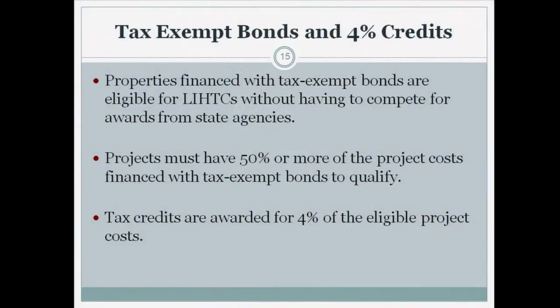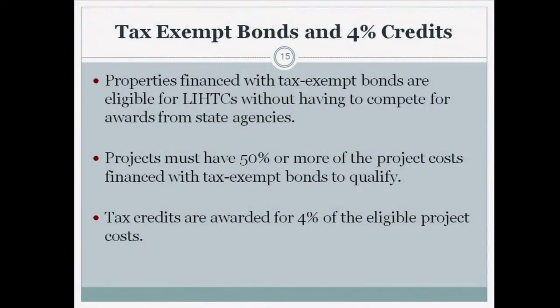Let's look for a second at the tax-exempt bond program. Properties financed with tax-exempt bonds are eligible for tax credits without having to compete for the award from state agencies. Projects must have 50% or more of the project cost financed with tax-exempt bonds to qualify. If you do some quick math, in a 9% tax credit deal, you often see 80% equity, 20% debt, maybe even 100% equity and 0% debt. In a bond project, you have to have at least 50% of your project be debt, which means the other 50% might be equity. So right there you can see that a tax-exempt bond project is going to carry more debt than a 9% program project would.